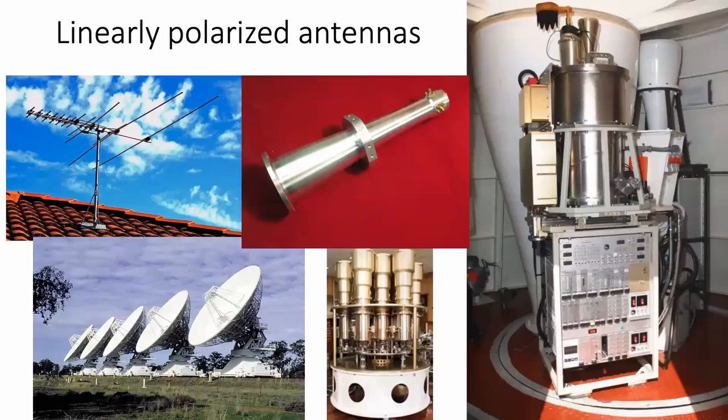Okay, so what about antennas? The simplest linearly polarized antenna is the TV aerial, the Yagi, on the top left there. Because the elements are picking up the electric field and they're horizontal, that means the E field of that linearly polarized radiation is horizontal, which means the B field is obviously vertical. Now, in things like the compact array, we also use linear polarization.